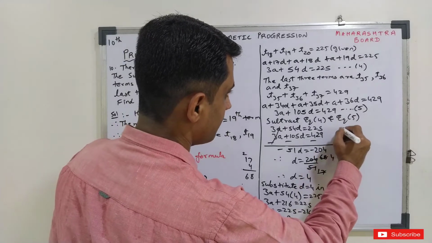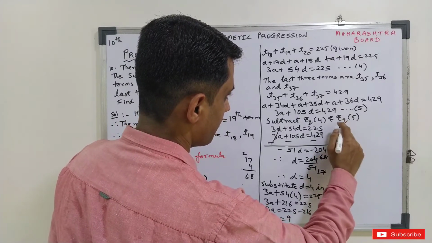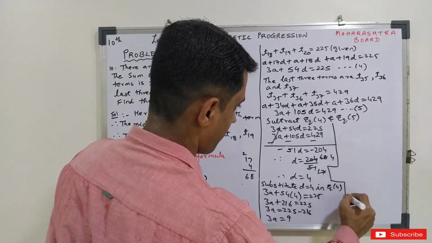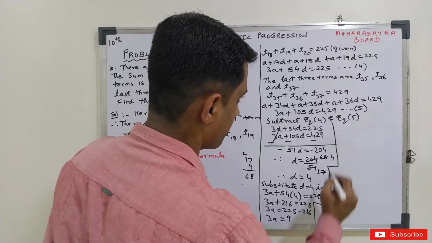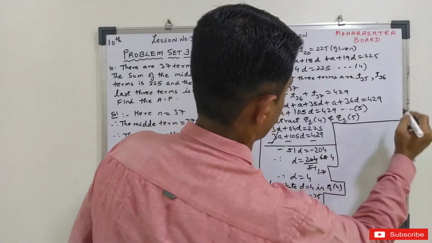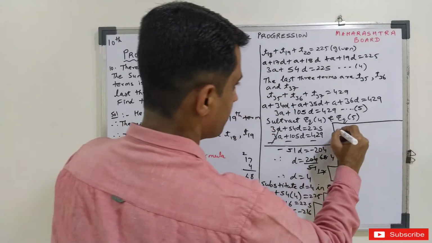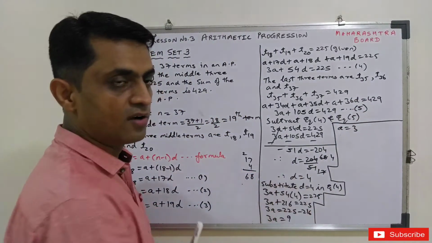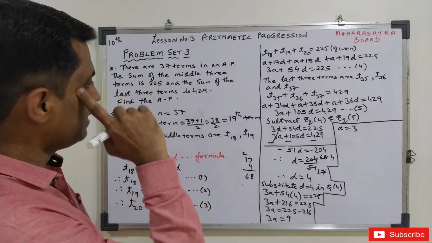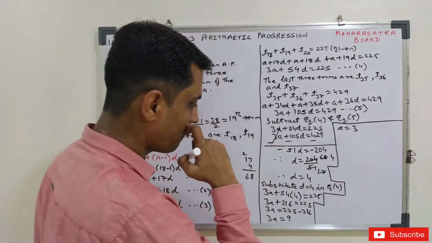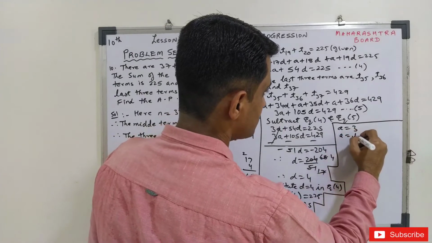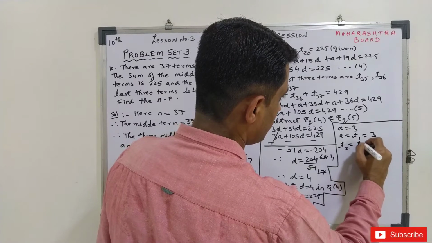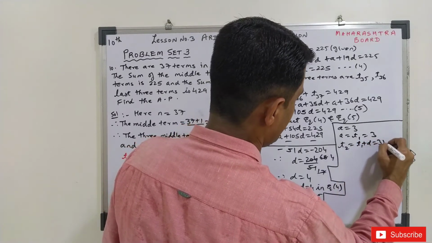So what will we get here? I am just drawing a line. So what did you get for A? 3. So we got A is equal to 3 and D we got 4. So can we find the AP now? Yes, the first term is A. A is equal to T1 is 3. T2 is what? T1 plus D means 3 plus 4.